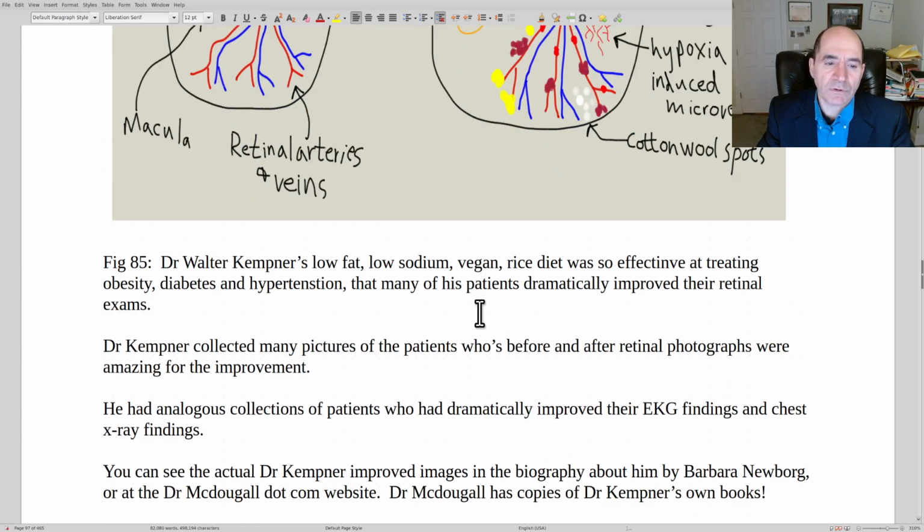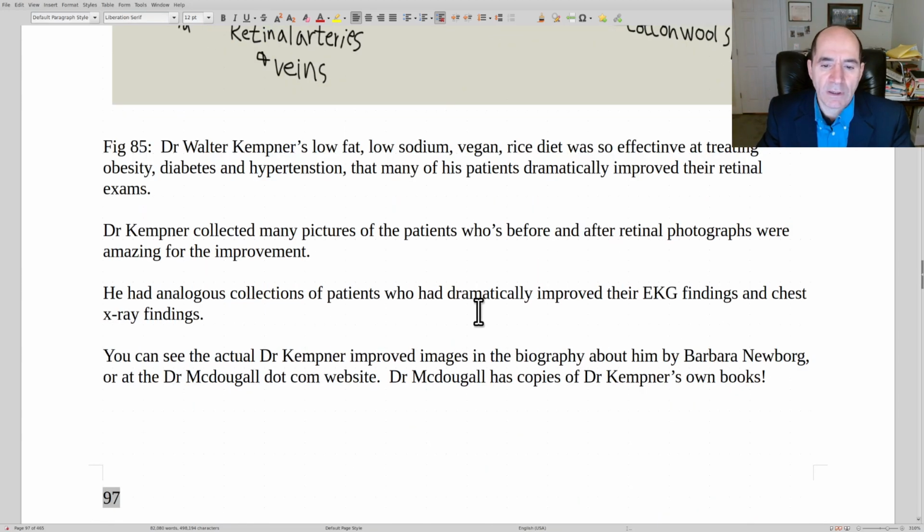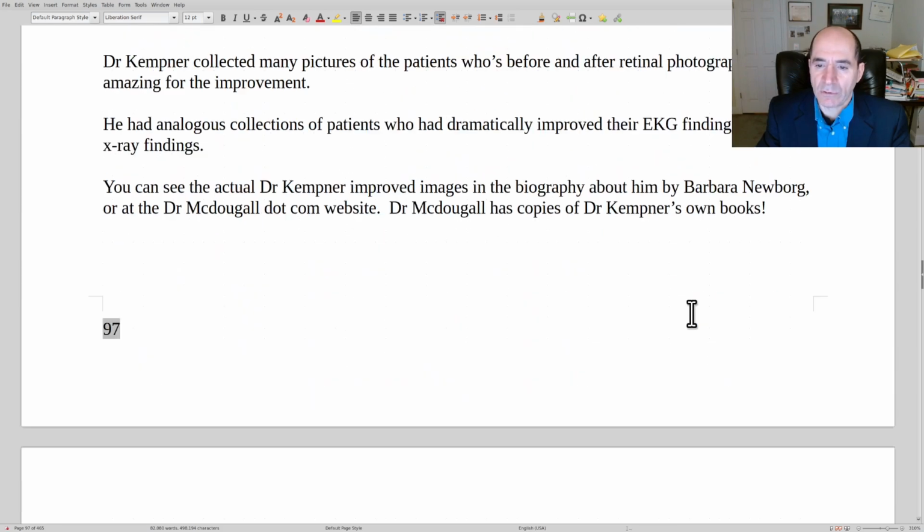They also often showed reversal of EKG findings, indicating a reversal of coronary artery disease. Yeah, here it is. Dramatically improved EKG findings and chest X-ray findings. It's rather extraordinary. Dr. McDougall said that, in his opinion, Dr. Kempner was the greatest doctor who ever lived.